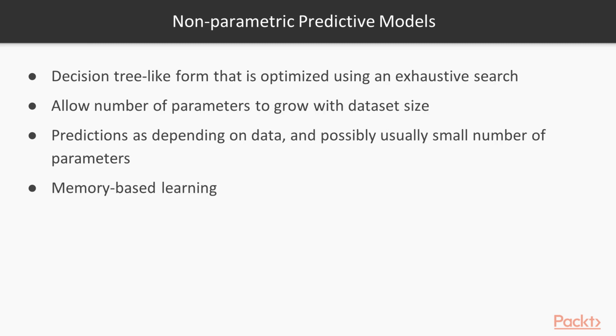Now, we will see non-parametric predictive models. Non-parametric models have a decision tree-like form that is typically optimized using an exhaustive search. Non-parametric models allow the number of parameters to grow with the dataset size. Alternatively, we can think of the predictions as depending on the data and possibly a usually small number of parameters alpha. This type of model is often called memory-based learning.